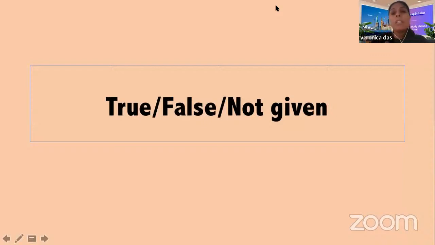When do we mark something as false? When would you mark a statement as false? Very good, that's one way of doing it. Good answers coming in the chat box. Like I said, I'm not reading them out aloud because I want to get more answers from the rest of the crowd. What is the meaning of not given according to you?